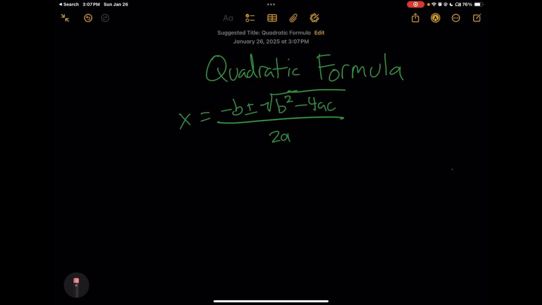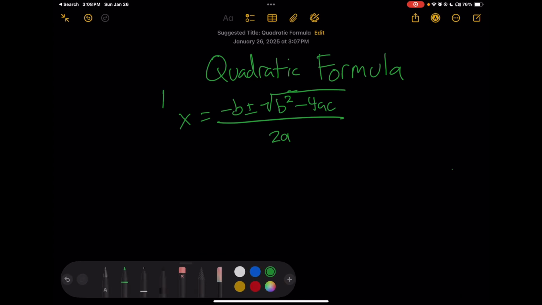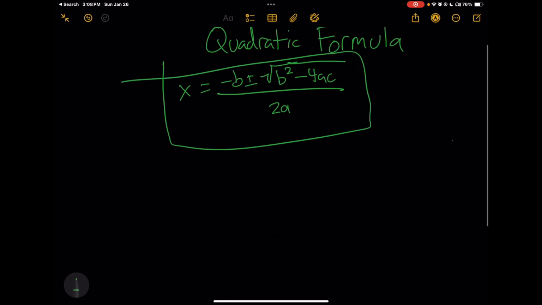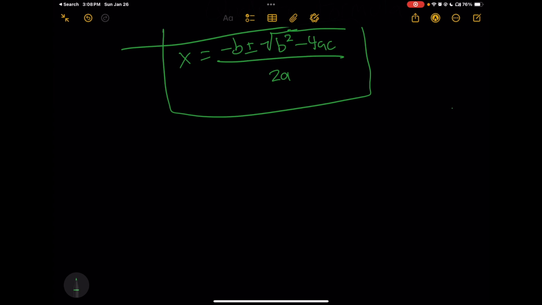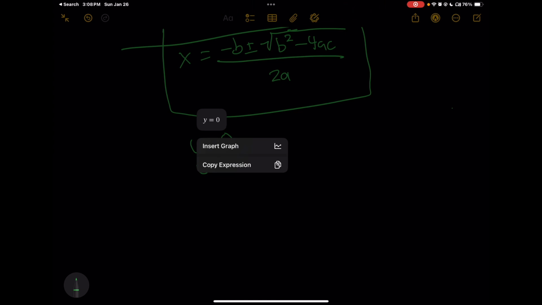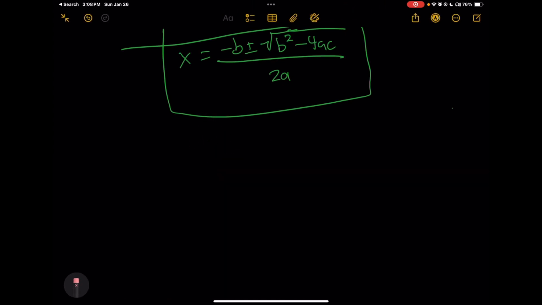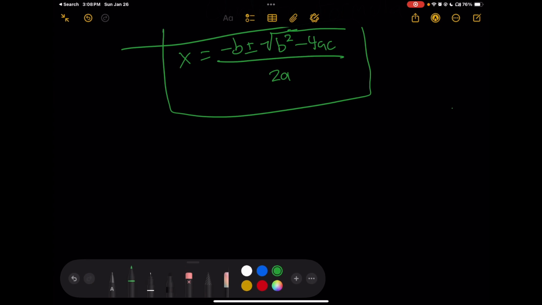Okay, guys, hello. So today, we're going to be going over the quadratic formula and why it works. So here is the quadratic formula itself, and the reason we use this is to find out what the roots are of a parabola. So the root is when y equals 0, and you're trying to find what x is. Okay, so this is the quadratic formula, but I'm going to be showing you how we actually get there.